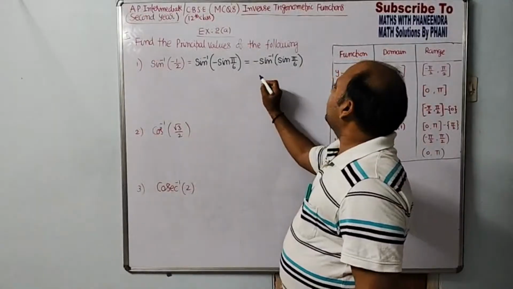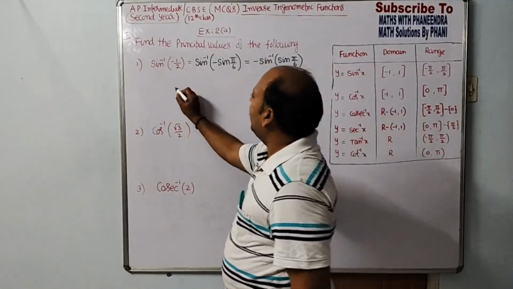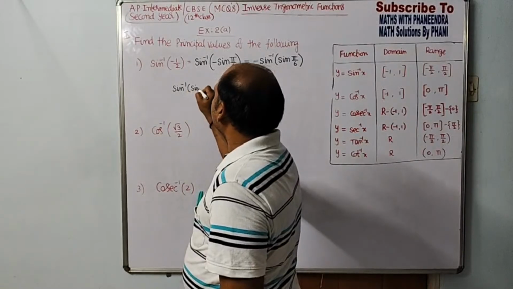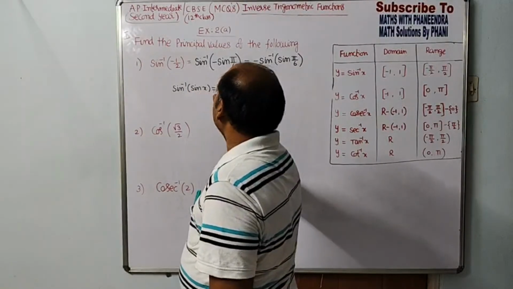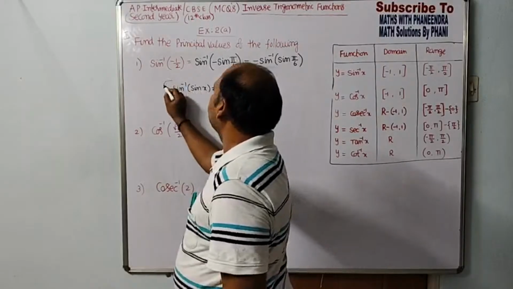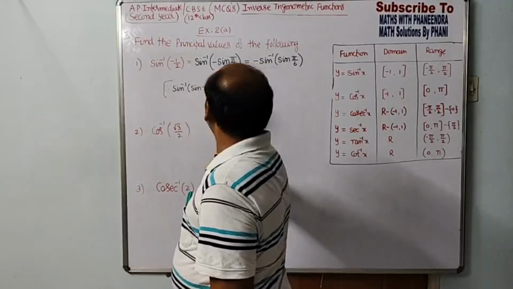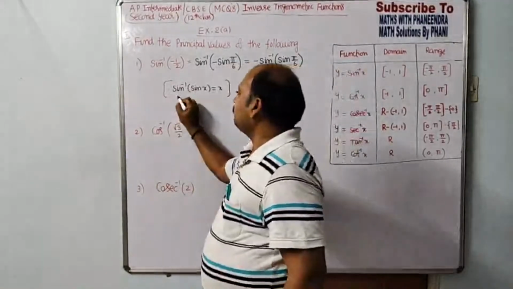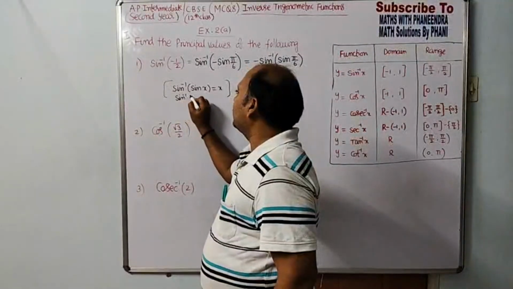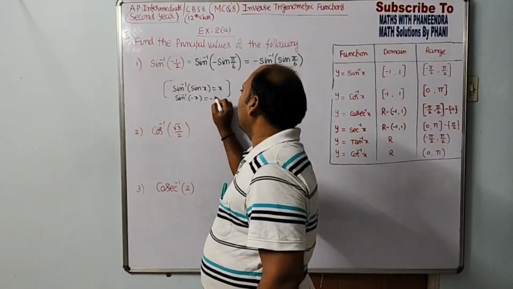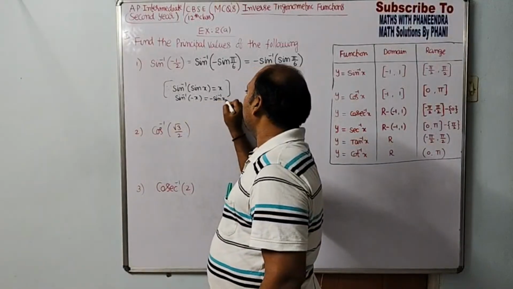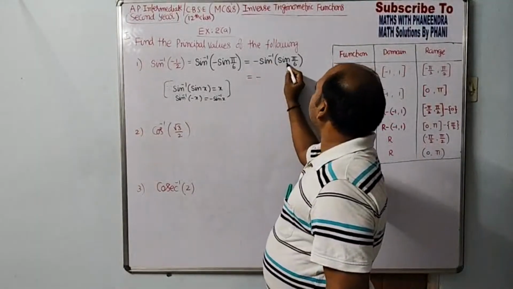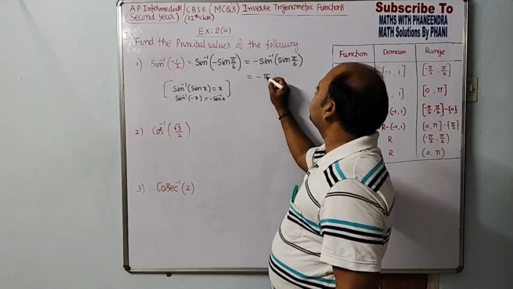After that, sine inverse of sine x. We have the formula: sine inverse of sine x is equal to x. Before that, I applied sine inverse of minus x is equal to minus sine inverse x. Even that I applied, dear students. So it is equal to minus sine inverse of sine pi by 6, which is minus pi by 6.